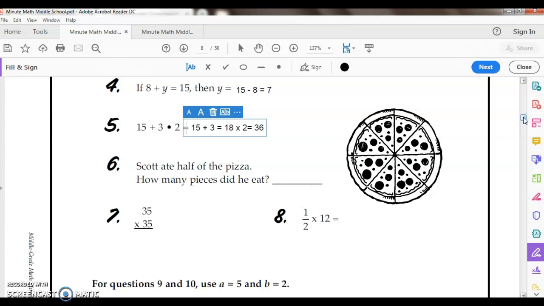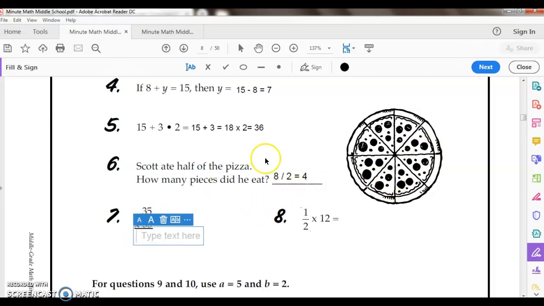If Scott ate half of the pizza, how many pieces did he eat? Well, if we count it, there should be 8. 1, 2, 3, 4, 5, 6, 7, 8. So there's already 8 slices. So if there's half, we're just going to cut that by half. So you could divide that by 2, and it'll give you 4. So that's how you do that one.